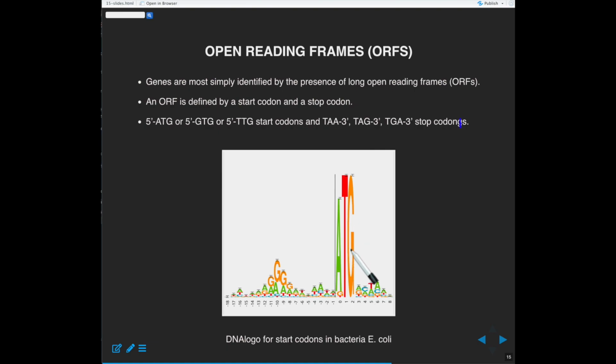For example, here in this DNA logo, these are the start codons in E. coli. So you can see that the second and third positions are TG, but A, G, and T are all present in the first position. So there's a bit of a degeneracy between eukaryotes and prokaryotes in that way. That's a very short motif, right?